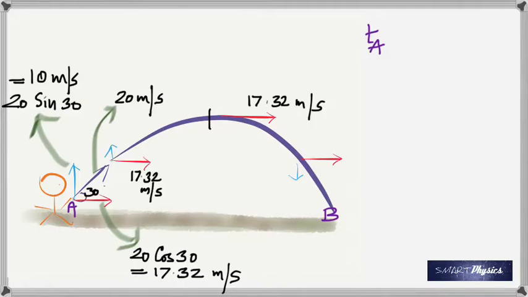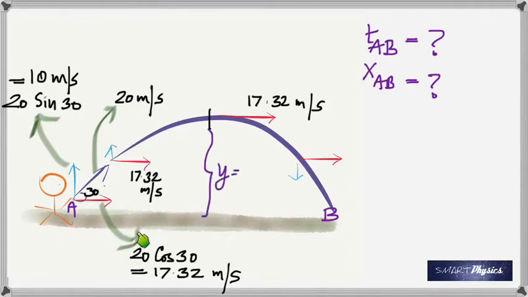Now there are three quantities that you have to find in such problems. The first one would be the total time that the projectile takes to go from A to B, from the starting point to the final point, which we call TAB. And the second quantity is the maximum horizontal distance that it moves, which is XAB. And the third quantity is the maximum vertical distance that it goes.